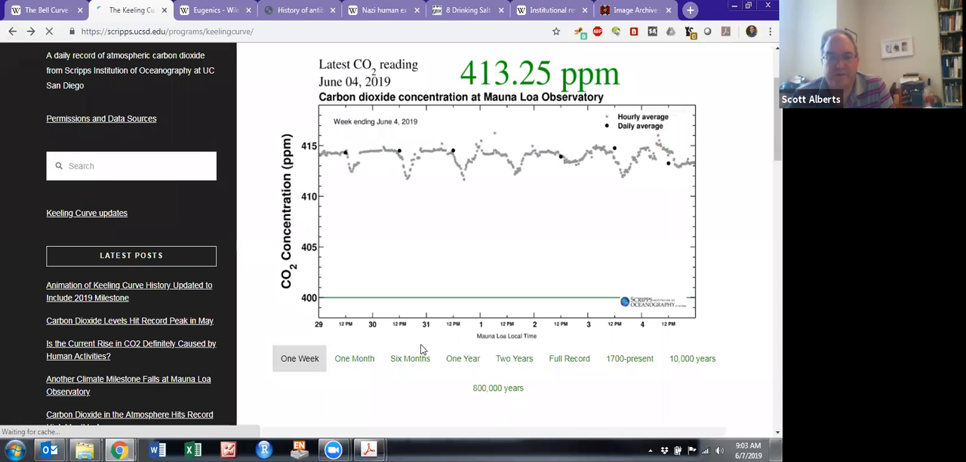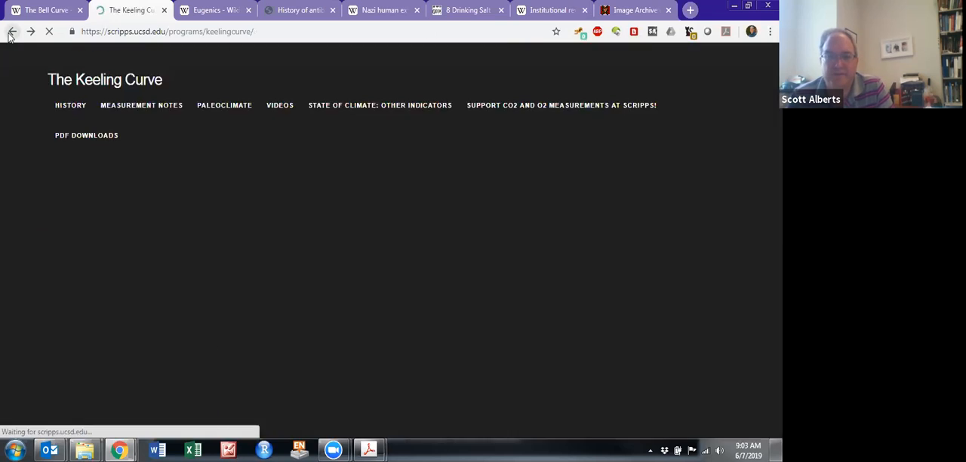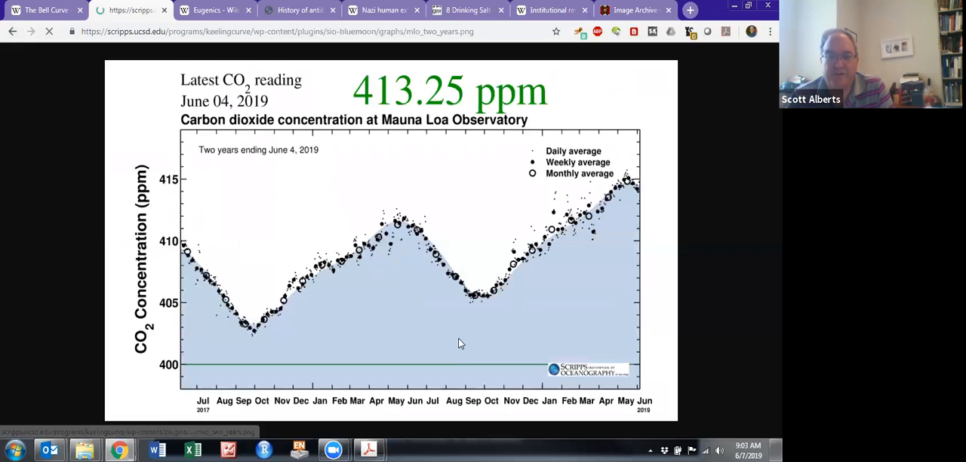And if you look over the course of 1 year, you can actually see that dip and grow that you could see in the bigger chart, because this is a seasonal effect having to do with trees taking CO2 out of the air. If we look at it for 2 years, you can see that each of these lower bumps are going uphill.